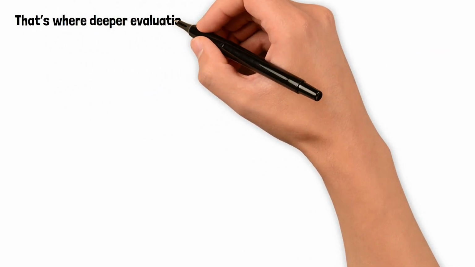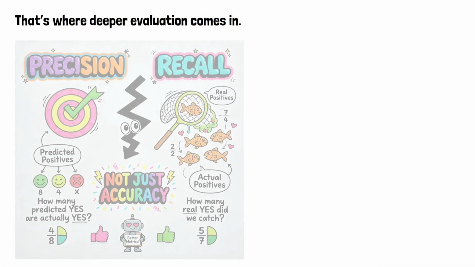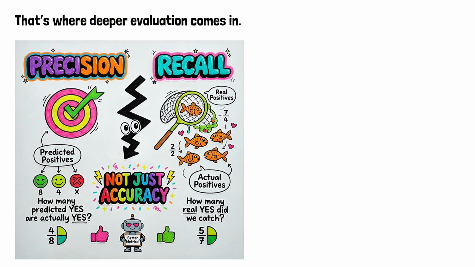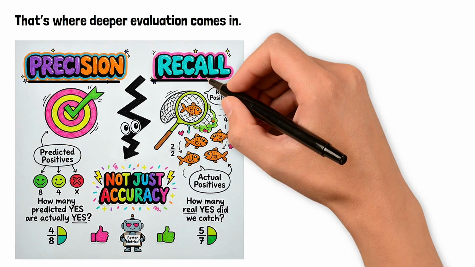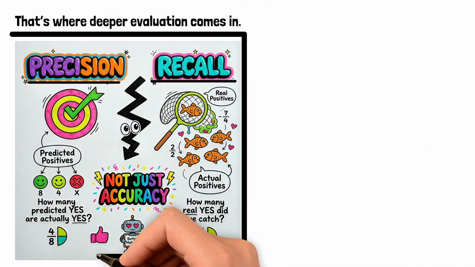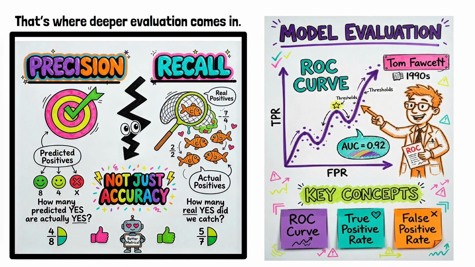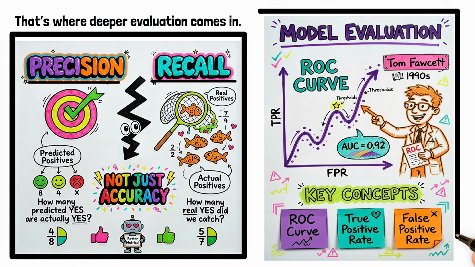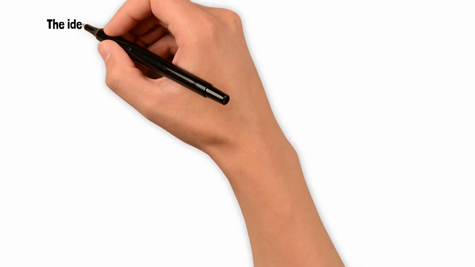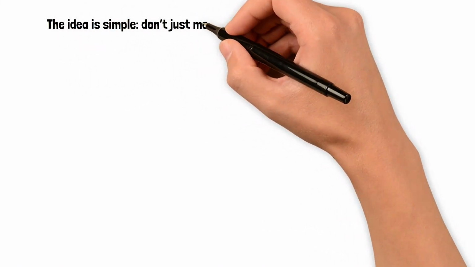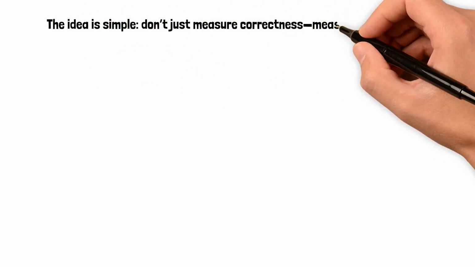That's where deeper evaluation comes in. Instead of just accuracy, you look at things like precision: how many predicted positives are actually correct; and recall: how many real positives your model is catching. These concepts were formalized by researchers like Tom Fawcett, who worked on evaluation techniques like ROC curves to better understand model performance. The idea is simple. Don't just measure correctness, measure usefulness.